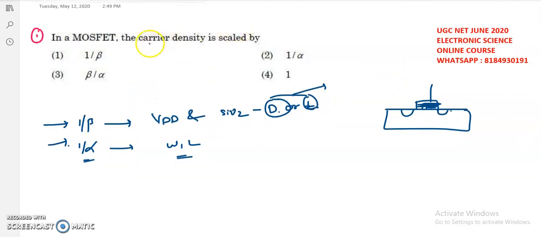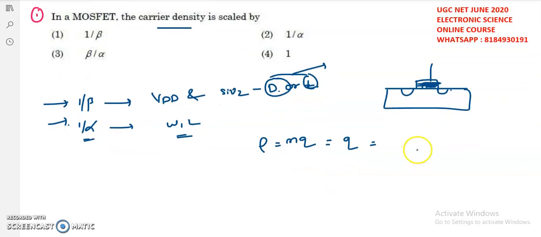Here they have given the carrier density. Generally, charge carrier density is represented with rho, where rho is equal to n into q. That means for n number of charge carriers, the charge density rho is equal to n into q. But here they simply represent the carrier density. So if I treat n as 1, then I simply get q, that is charge.